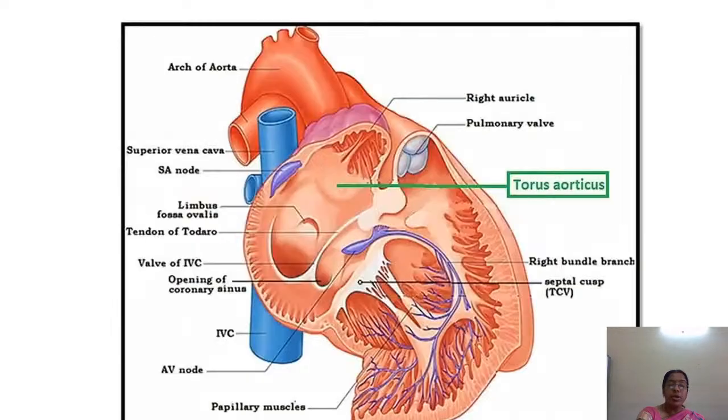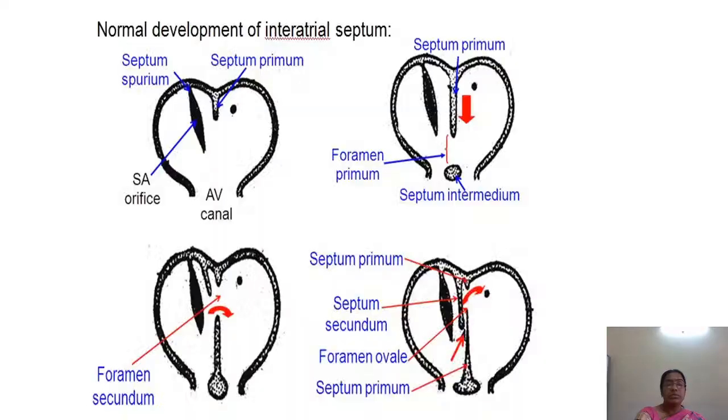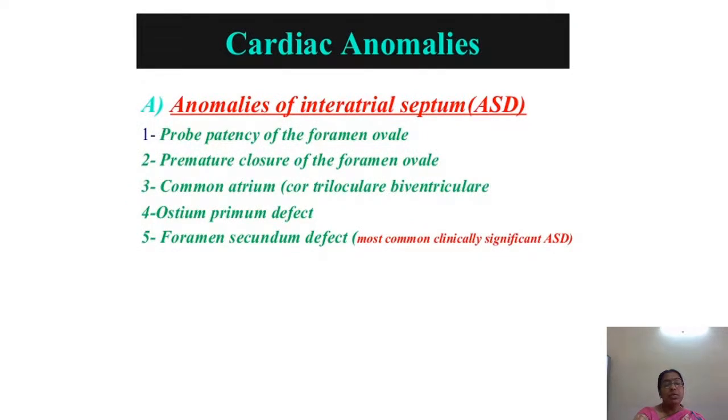Yes, that is important. One more thing, a small dilatation that we have discussed, which is called the torus aorticus. This is a small dilatation present at the top, the intermediate part of the right atrium. This dilatation is called the torus aorticus. Now, let's see some applied part.